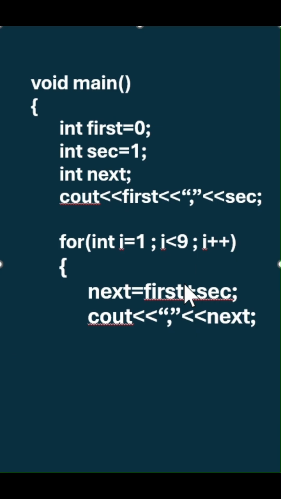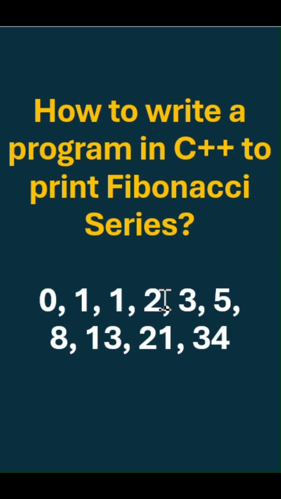Now after I have printed the first and the second number and also calculated the third number, now again I have to change the first and second number, because the first number was 0 and the second number was 1, but now after printing this 2, that is the next number, the first number is going to be 1 and the second number is going to be 2.